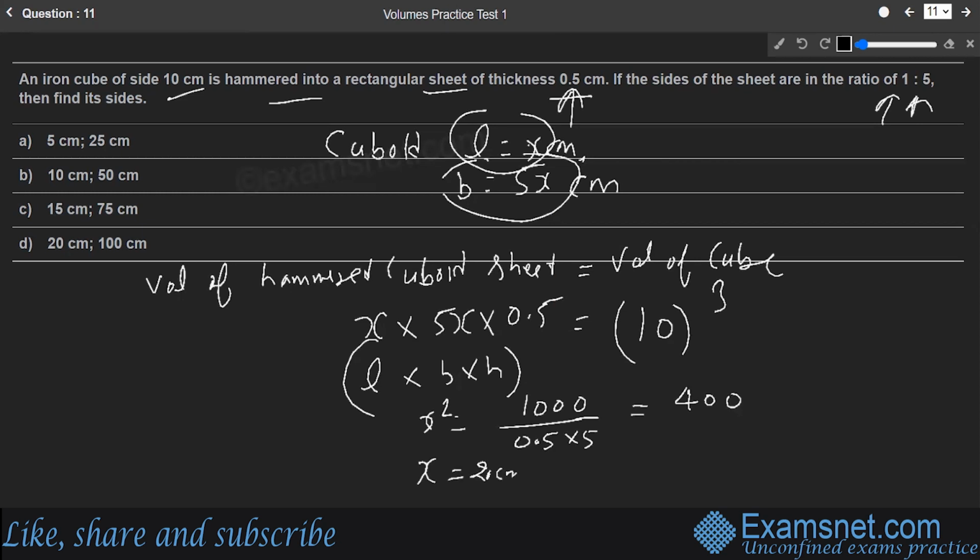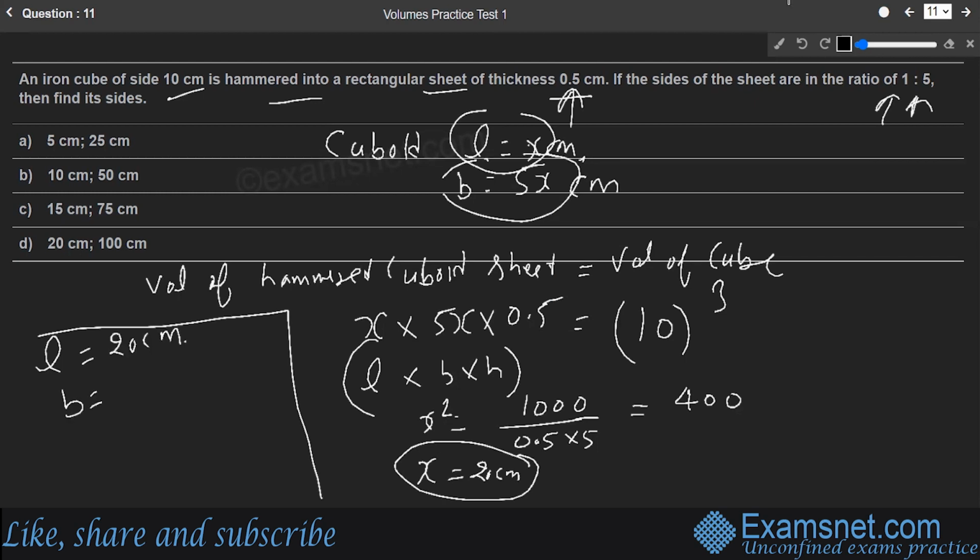which gives us the x value as 20 centimeter. So the length of this cuboid has come out to be 20 centimeter. The breadth of the cuboid will be 5x, since they were in the ratio x and 5x. So the breadth will be 20 into 5, that is 100 centimeters. So the length and breadth are 20 and 100 centimeter. It is available in option number D, so that becomes the right answer.